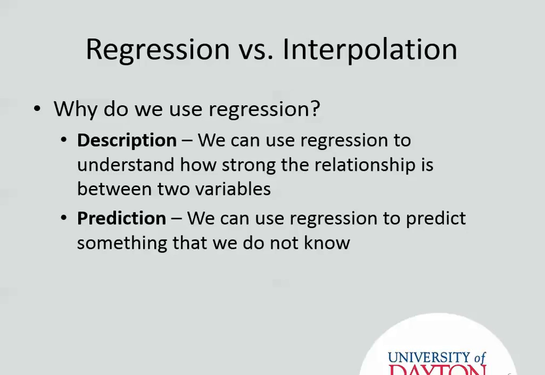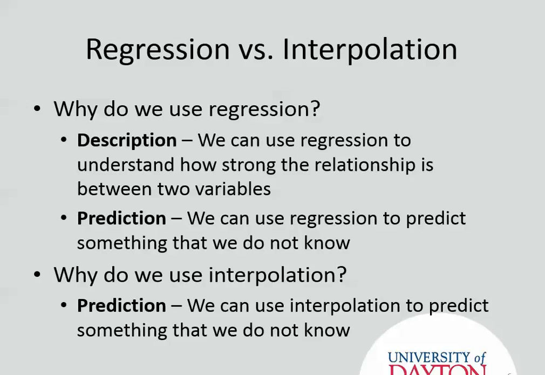We could also use it to predict something that we don't know. So with the data from the wind tunnel, if we didn't measure the force at a certain velocity, we could potentially predict or estimate that from the regression curve that we have. We can also do prediction with interpolation, and so you might be thinking, why would I pick one over the other?